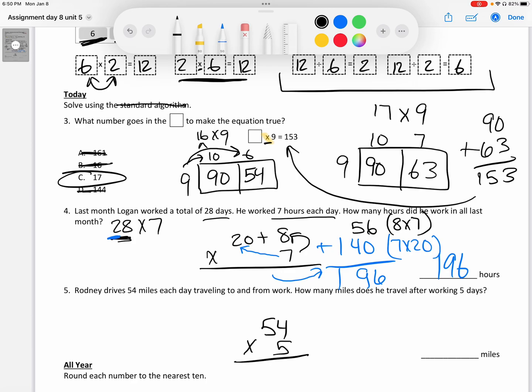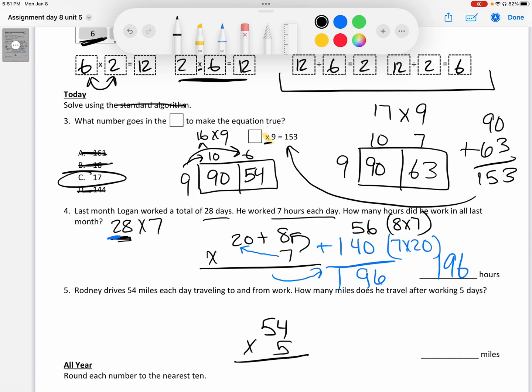Part of the problem with just doing the standard algorithm is there's not a lot of understanding built into it. It is just straight mimic what somebody told you to do, and it's harder to realize when you've made a mistake. And so that is why we build with those other strategies first, to try to develop a little bit of understanding before we go straight into a standard algorithm.